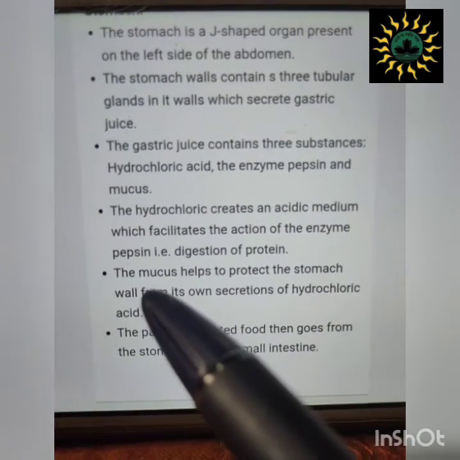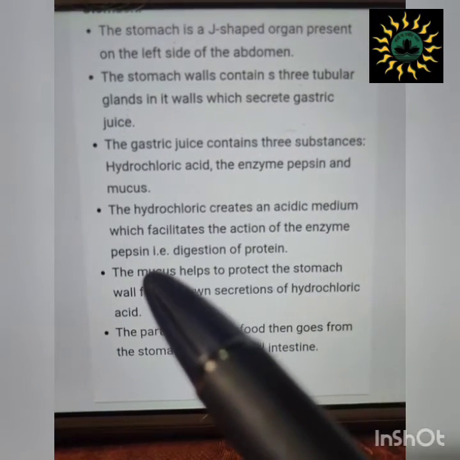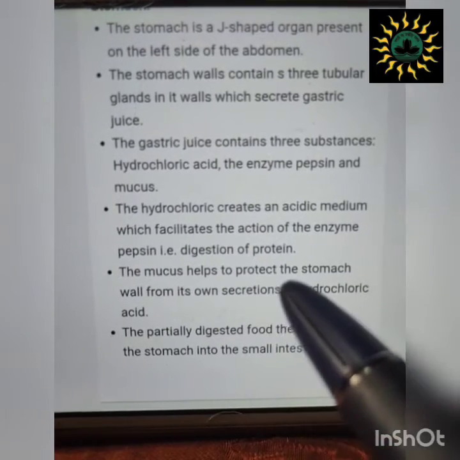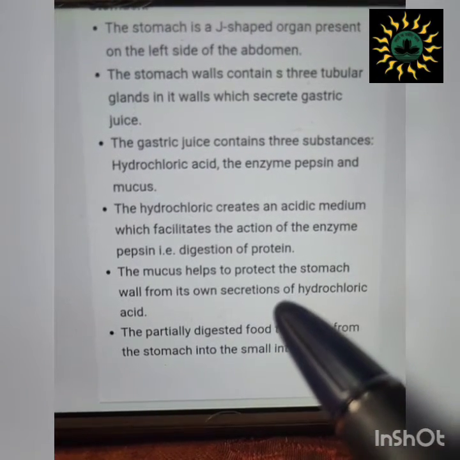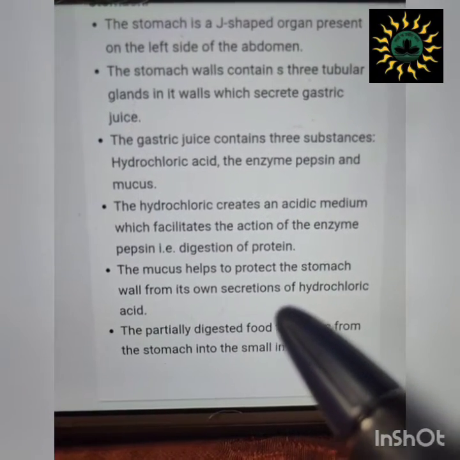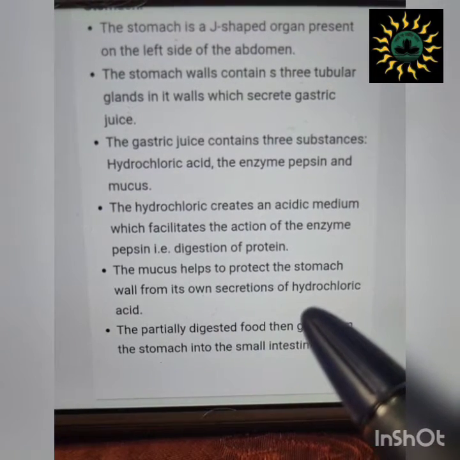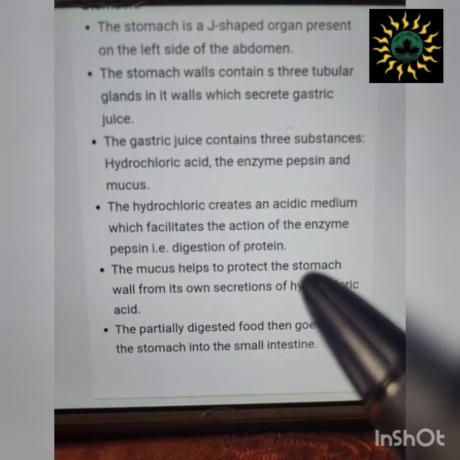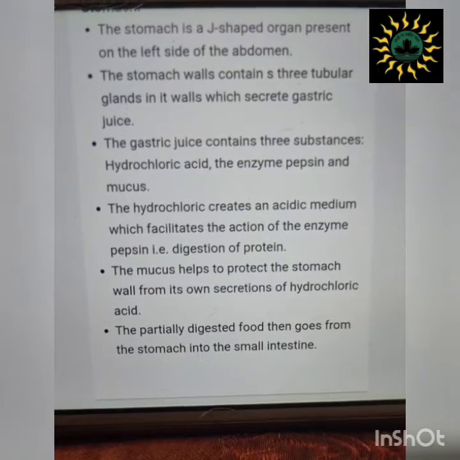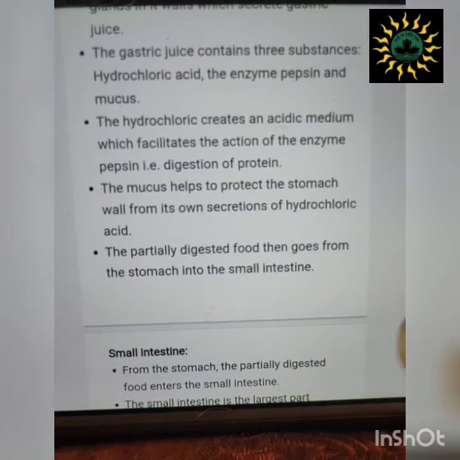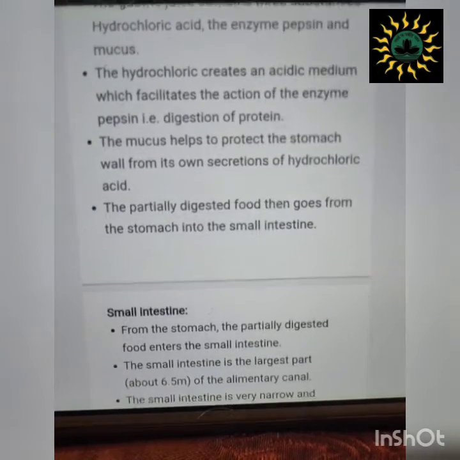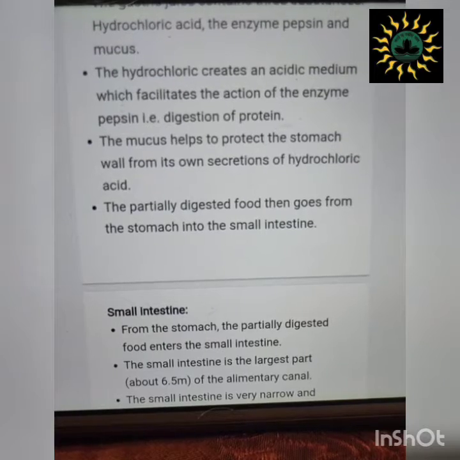Okay, now the protein digestion has begun. The mucus that is there helps to protect the stomach against its own secretion of hydrochloric acid, or else the walls would have got digested if the mucus was not present. So the food is finally partially digested and moves from the stomach to the small intestine.